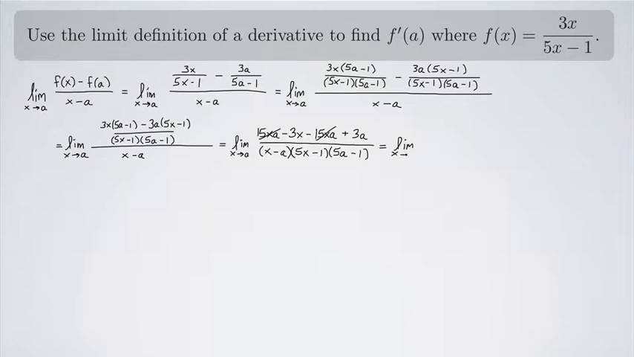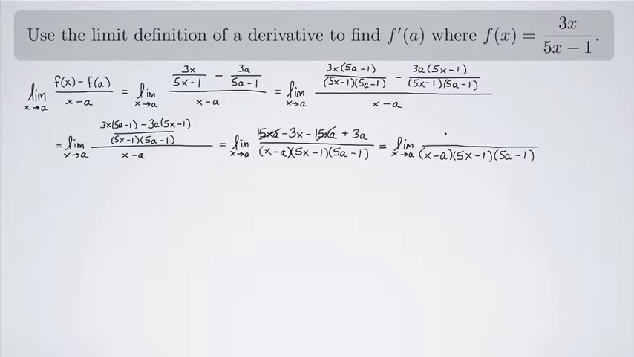as x approaches a of, and I could, if I want to, multiply all this out in the denominator, but I'm going to say when you're doing these types of problems, avoid multiplying stuff out until you really have to, especially complicated things like this, because sometimes things cancel and you're better off not multiplying stuff out. So I'm going to leave it as x minus a times 5x minus 1 times 5a minus 1.